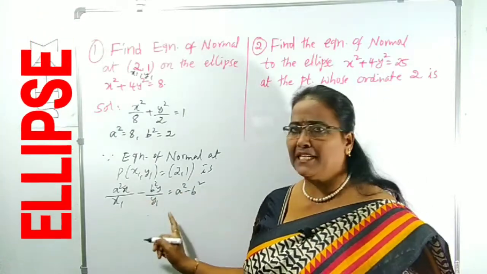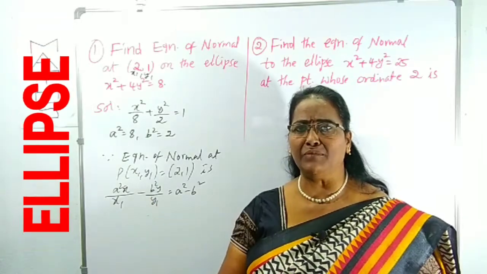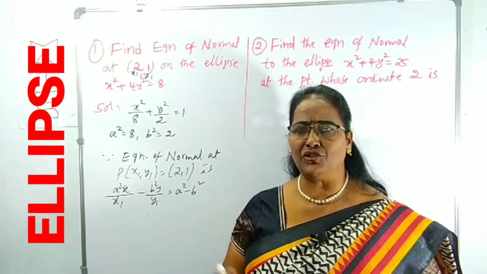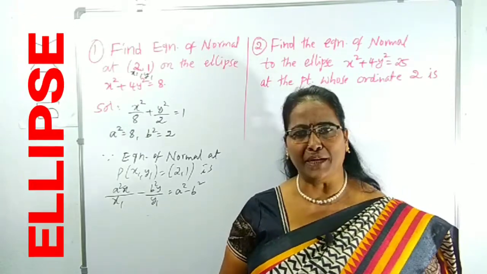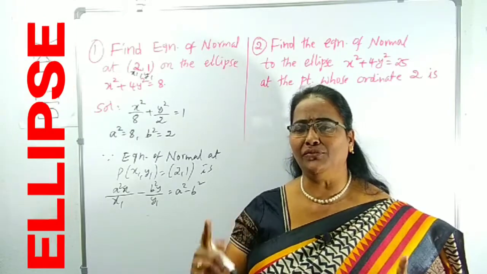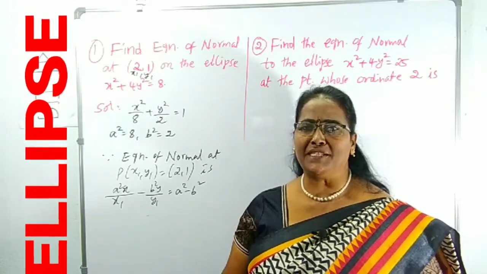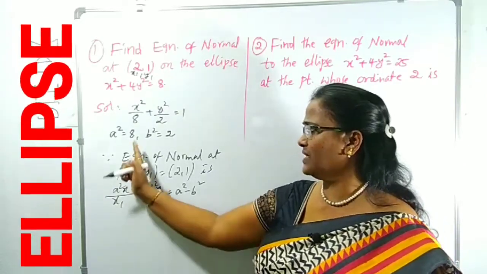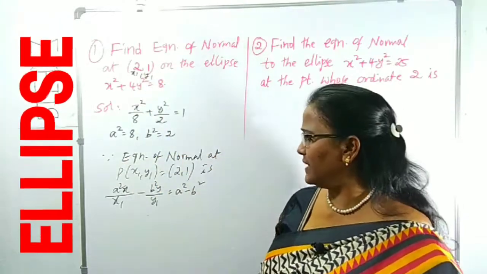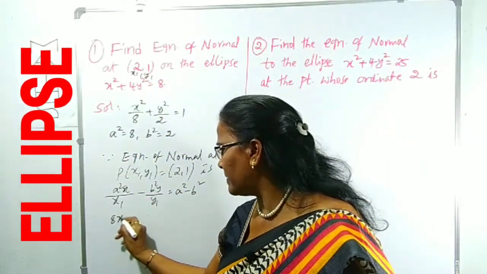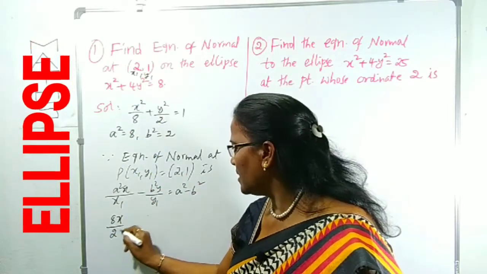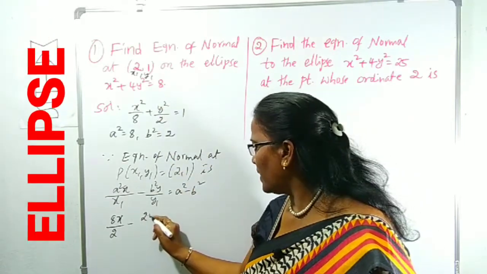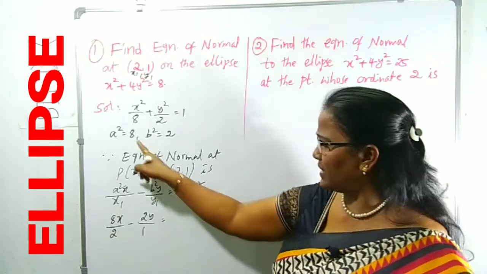For your understanding purpose, again I am writing here. But in your examination, time is important. We have to avoid more number of steps. Quick solutions you have to do, to focus on more number of questions. That is only possible if you know the super tips and tricks and dedicated practice. Right? Now you can substitute what are the a square, b square you have and x1, y1. Right? a square is 8. 8x by x1 is 2, right? Minus b square is 2. y1 is 1. 2y by y1 is 1, is equal to a square minus b square.